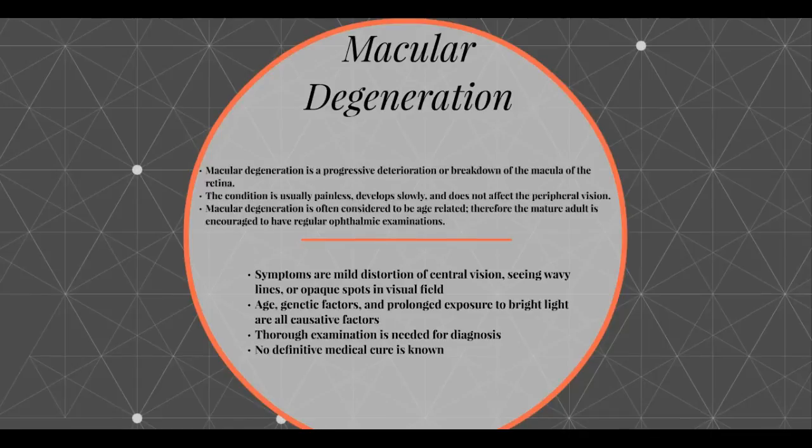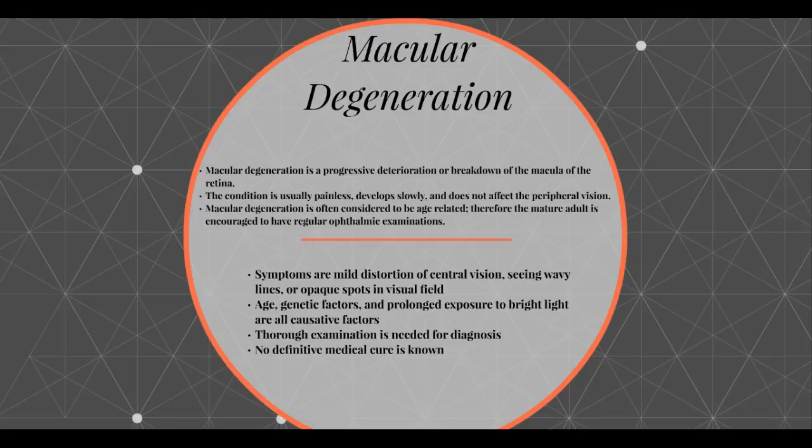Macular degeneration is a progressive deterioration or breakdown of the macula of the retina. This condition is usually painless. It develops slowly, so people don't necessarily know that they have an eye condition going on. It's not like it is with cataracts or with glaucoma, where they can sense these changes a little bit more quickly. It develops very slowly. It does not affect the peripheral vision, though. It only affects the center vision.